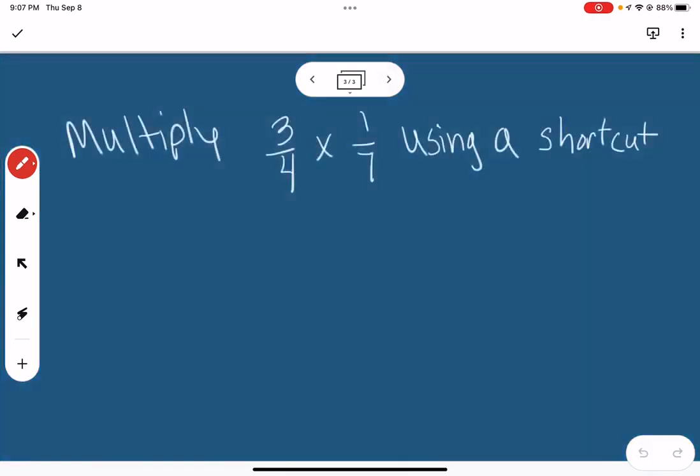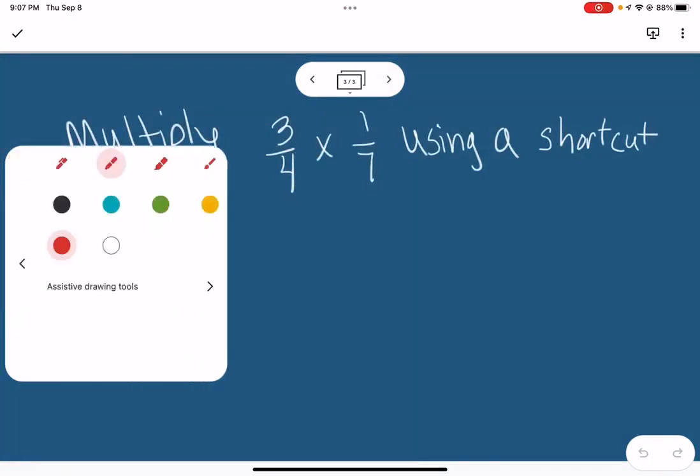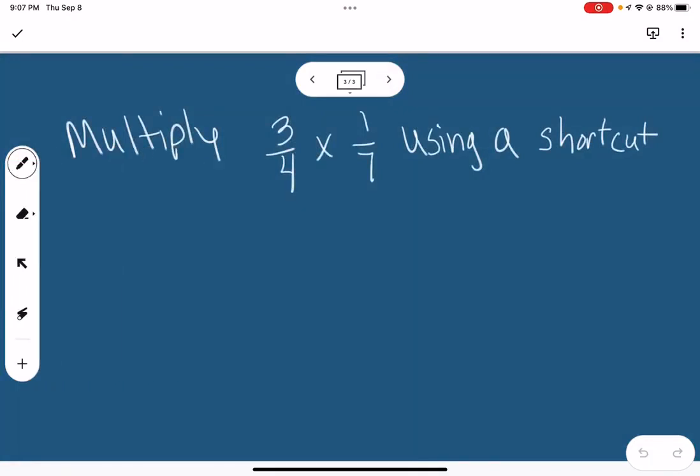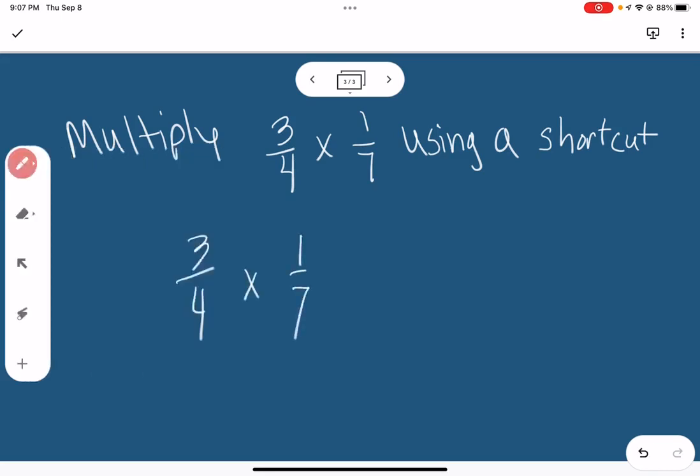Okay, now let's apply it just using a shortcut. Let's not use the area model this time. Let's just use the shortcut. We'll multiply straight across. So straight across. 3 times 1 is 3. 4 times 7 is 28. And they do not have anything in common, so you do not have to simplify. So 3/4 times 1/7 is 3/28.